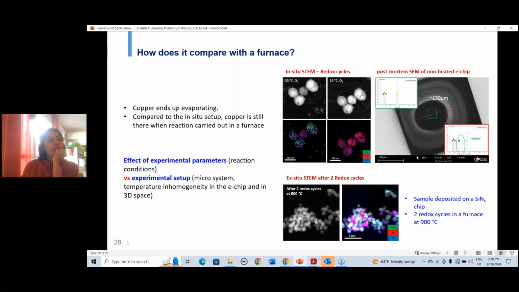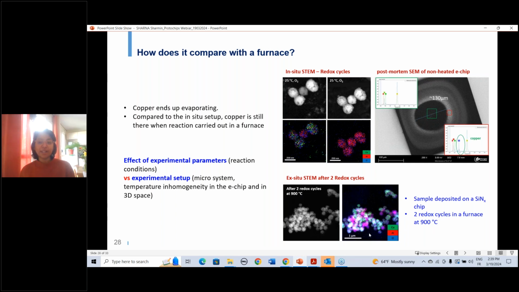Now, if we compare it with our system, in the TEM we realized that it might be related to the cell. So we took the cell, deposited our material, and ran the reaction inside a furnace. This time we took the silicon nitride chip inside the furnace and carried out 2 oxidation and reduction cycles at 900 degrees Celsius. What we do see is that even after 2 redox cycles, we still have copper.